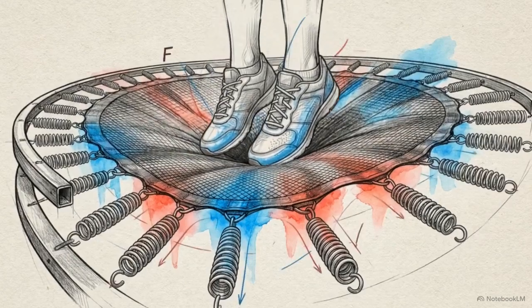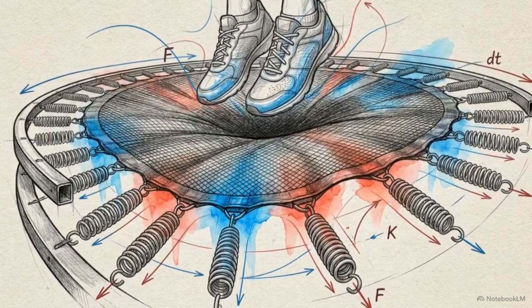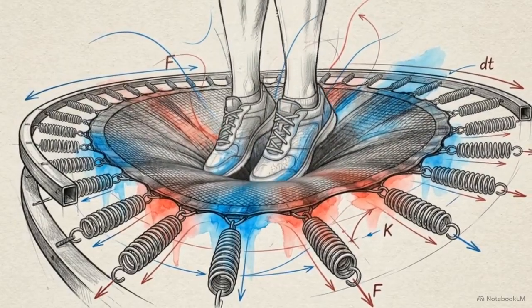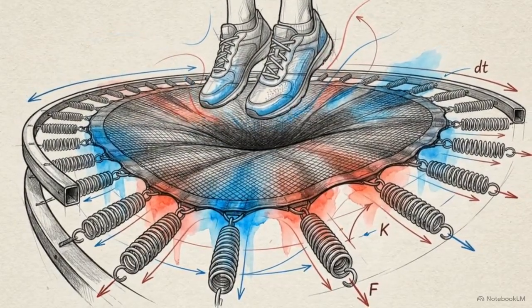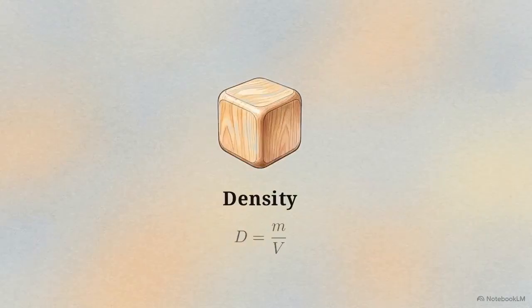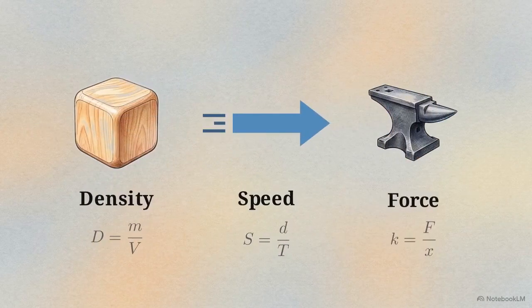Watch a student memorize a formula, pass a test, and then encounter a real-world problem. When the gymnast hits the mat, the textbook equation vanishes. In a study of 8th grade physics students, researchers examined how children learned the mechanics of density, speed, and force.